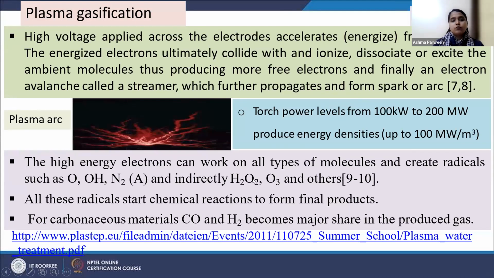Next is plasma gasifiers. So here the mechanism given is that high voltage is applied and free electrons are generated, and because of these flowing electrons, more free electrons are produced and a stream of free electrons is produced. These free electrons go and bombard the molecules and create different types of radicals like oxide, hydroxide, nitrogen radicals. And these radicals go and participate in the chemical reaction to form the final product, which is our syngas.